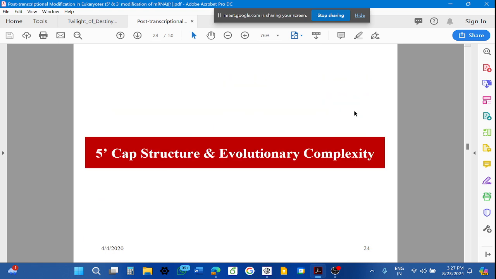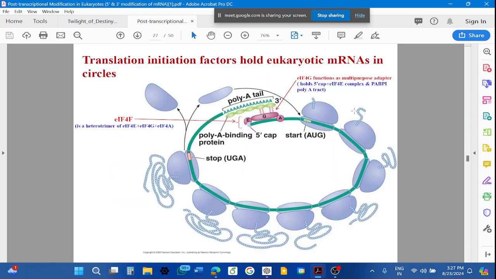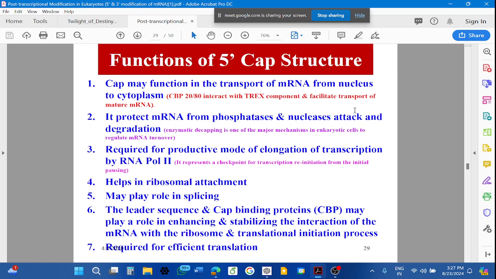So let us go to the next place which we must study. What is the function of the 5' cap structure? The cap may function in the transport of messenger RNA from nucleus to cytoplasm. It protects mRNA from phosphatase and nuclease attack, and also from itself, and it is required for the productive elongation of transcription by RNA polymerase II. It helps in ribosomal attachment. So there are so many functions of this particular 5' cap.